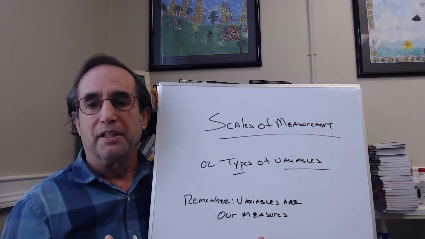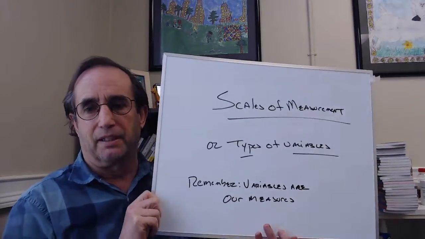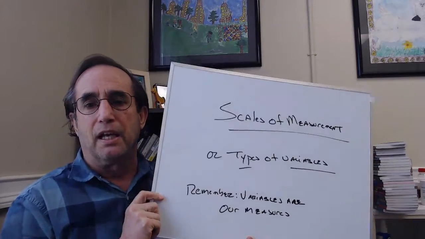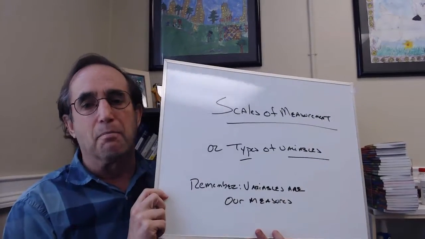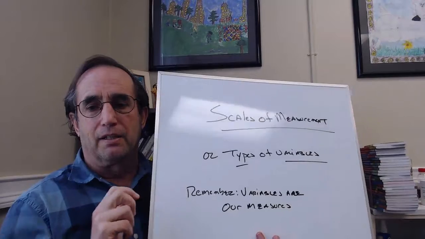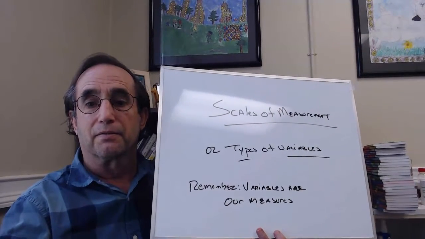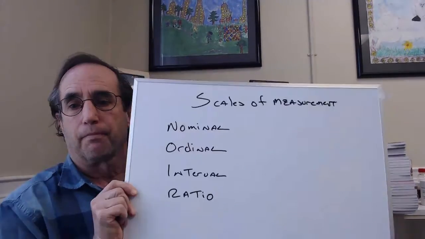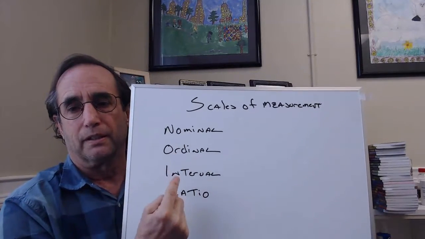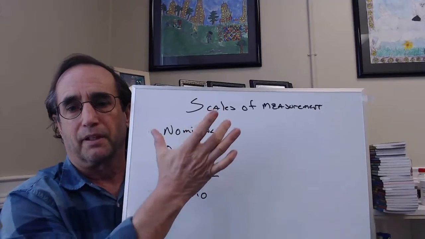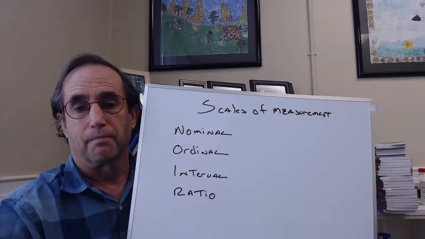those variables come in different scales of measurement. There are different types of variables, and that's what I'm going to talk about. Just remember, the variables are our measures. So let's talk about the 4 scales of measurement. The 4 scales of measurement are called nominal, ordinal, interval, and ratio. Now I'm going to talk about each one separately.